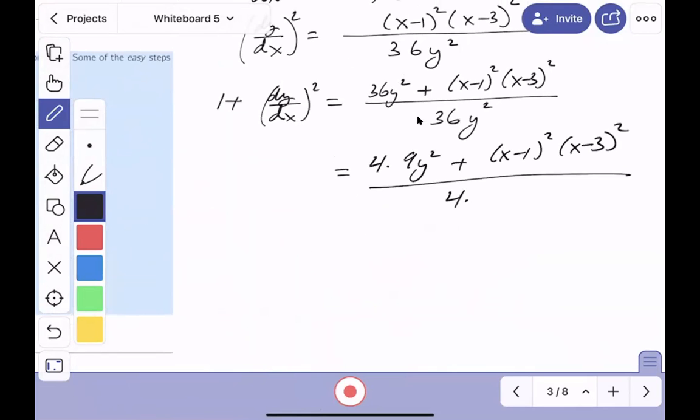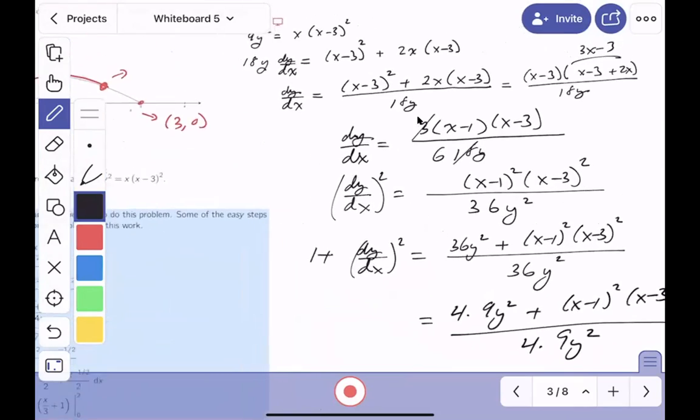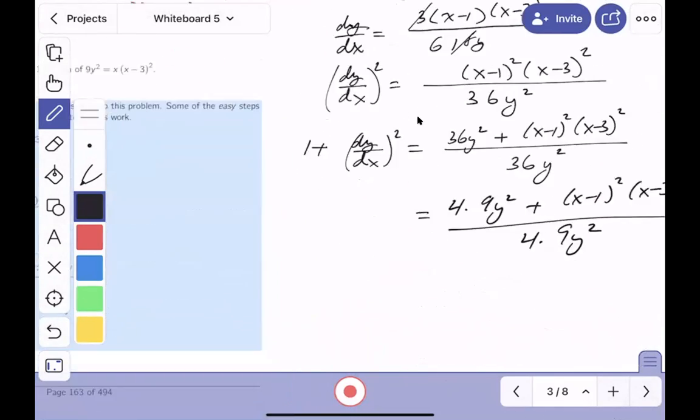over 4 times 9y squared. Now, what's 9y squared equal to? X minus 3 squared.